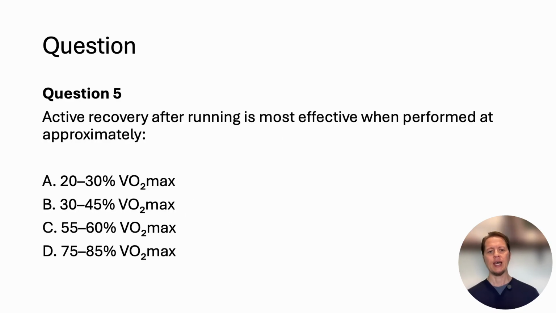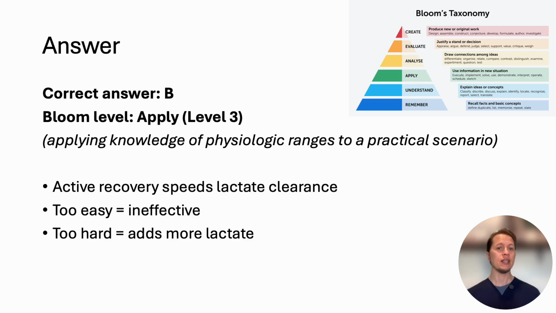Question 5. Active recovery after running is most effective when performed at what percent VO2 max? So think about this one, getting a little more advanced now. 20 to 30%, 30 to 45, 55 to 60, or 70 to 85. And the answer is B. Low to moderate intensity, about 30 to 45% VO2 max, really optimizes blood flow and facilitates lactate removal right after the exercise without adding additional metabolic stress. That is the key here. If you go higher up, that's basically you're still working out. It's not a recovery anymore.